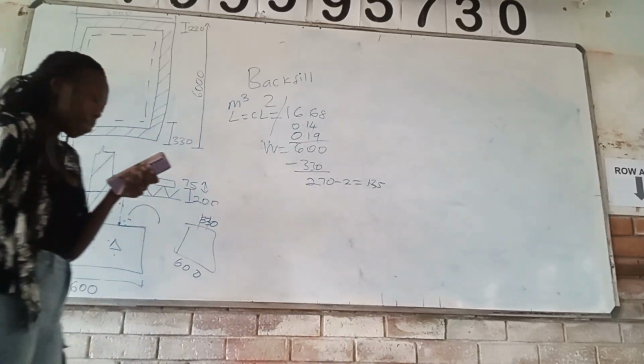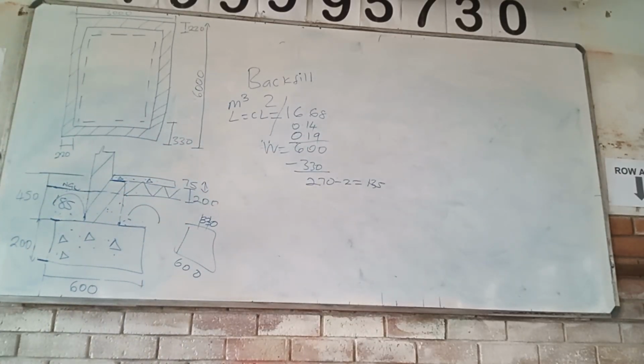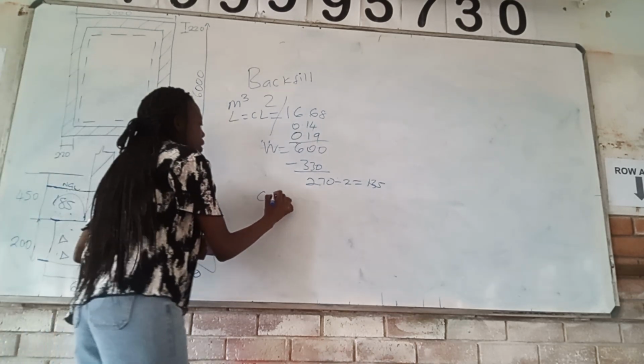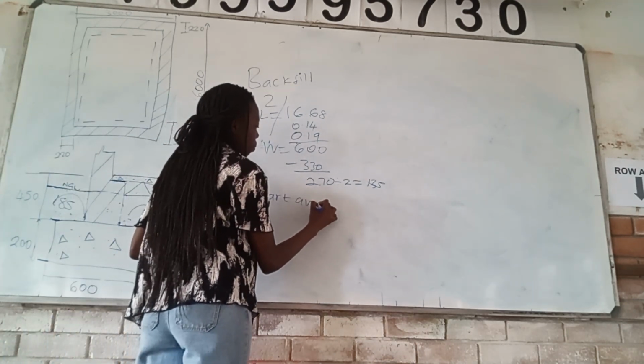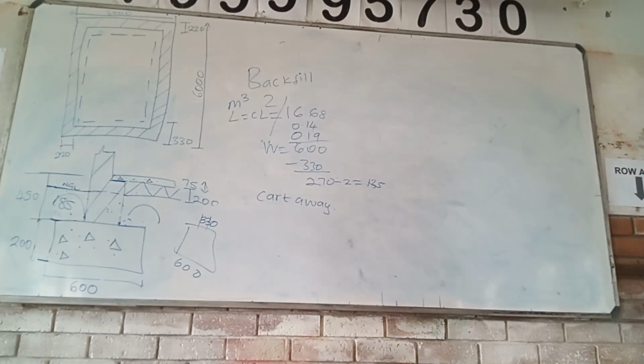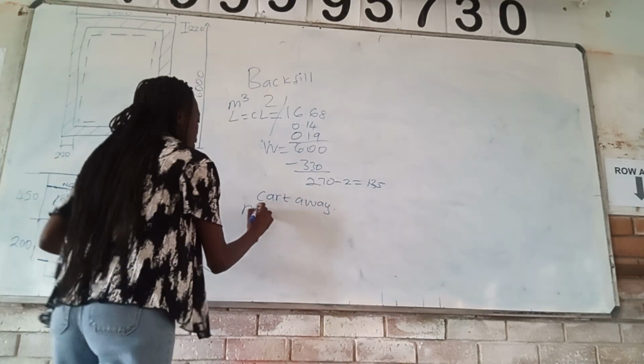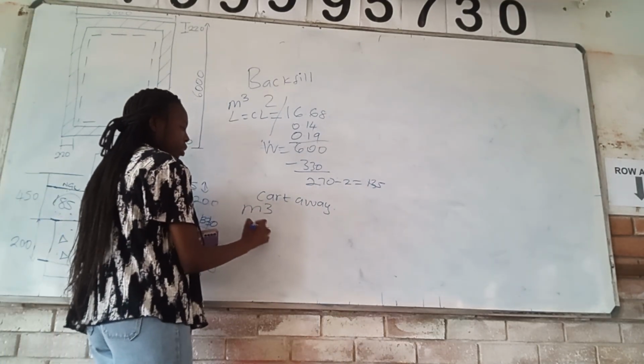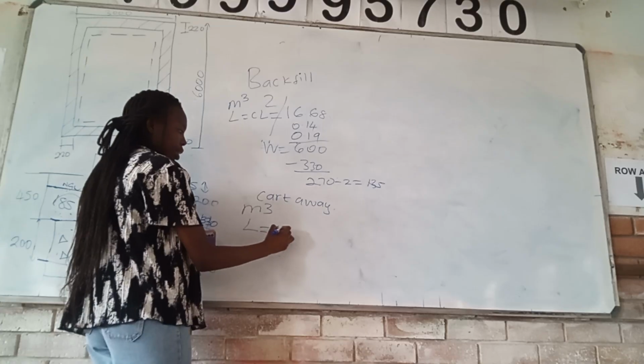And then what is after backfill? Cut away. Okay, what are we cutting away, or what is cut away? We are cutting away the remaining soil. Okay, how do we calculate our cut away? Is it meter, square meter, or cubic meter? It's cubic meter. What is the length of cutaway? It's the center line again.